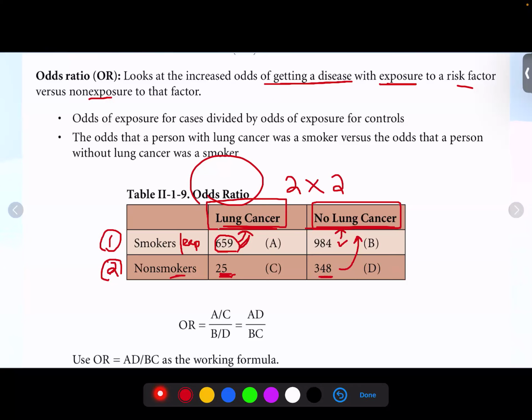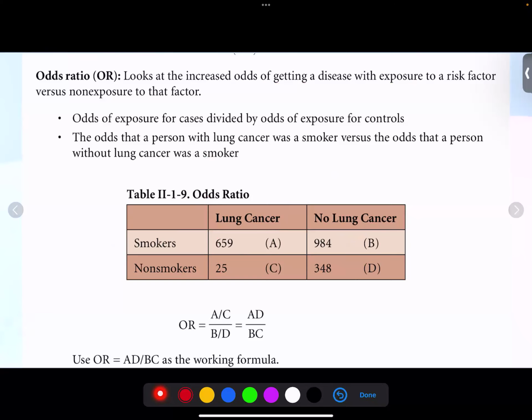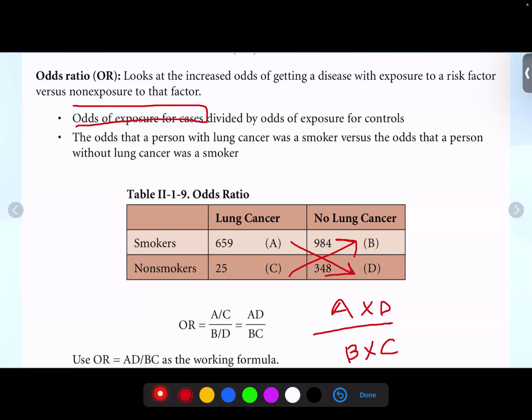And an easy way to remember how you calculate the odds ratio is that you just multiply crisscross, A into D divided by B into C. Okay, so this is how you calculate the odds ratio. So what actually is the formula? Odds of exposure for cases.